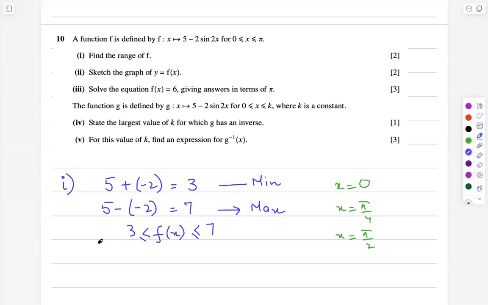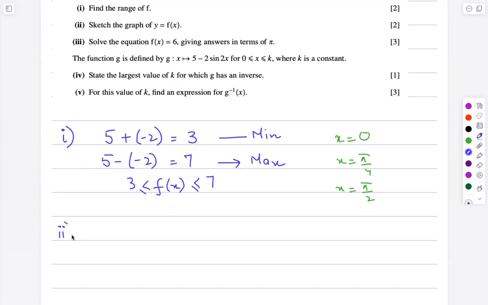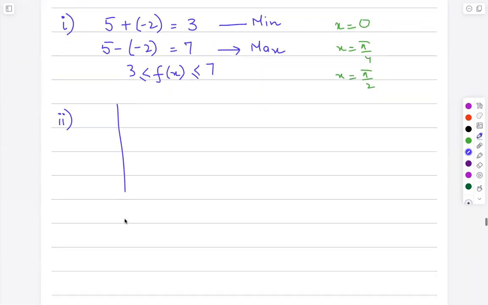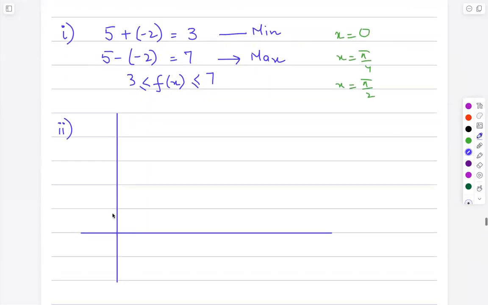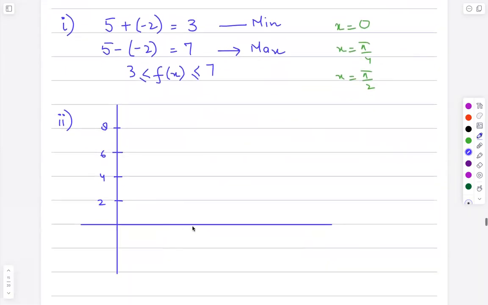Now in part 2, we have to sketch the graph of f of x. To sketch the graph, we can first draw the x and the y axis. As we know that the minimum and maximum values are 3 and 7, we can make divisions up till 7. So this is 2, this will be 4, 6, and we can label this as 8. And as the domain is from 0 to pi, we can make divisions. So let's say this will be pi upon 2, and this will be pi up here.